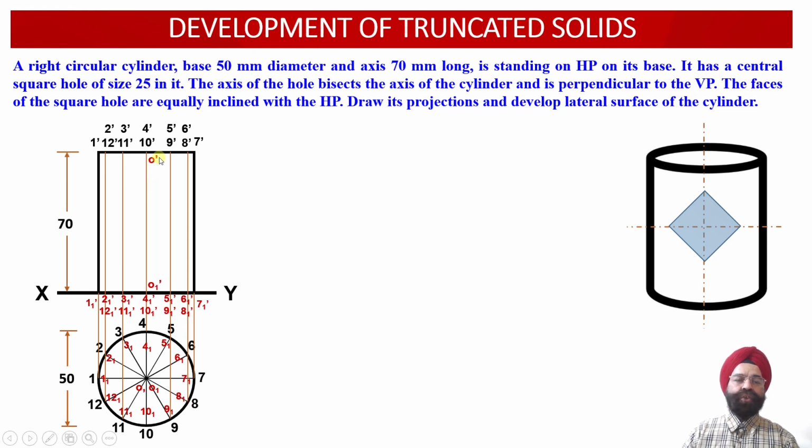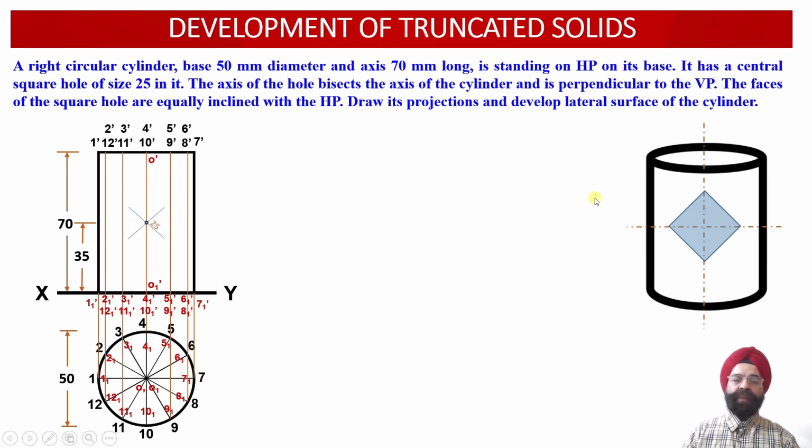Point O dash happens to be the axis point corresponding to the top face of the cylinder, while O1 dash is the axis point which is lying onto the base or onto the XY reference line. Now we know that this square hole is going to pass through the midpoint of the axis. So we know the axis O dash O1 dash, and the midpoint will be lying at a distance of 35 mm from the base of the cylinder. So we have marked a point which corresponds to the center point of the axis at a distance of 35 mm from the base.